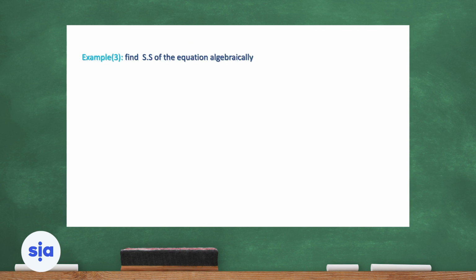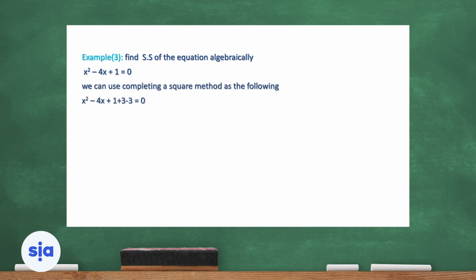Now, in the coming examples, we're going to learn how to solve the quadratic equation algebraically. In this example, we have this equation, which is x squared minus 4x plus 1 equals 0. We have a method that's called completing the square method. How to solve it? We complete the square, so we take x squared minus 4x plus 1, we add 3 and we subtract 3, equals 0.